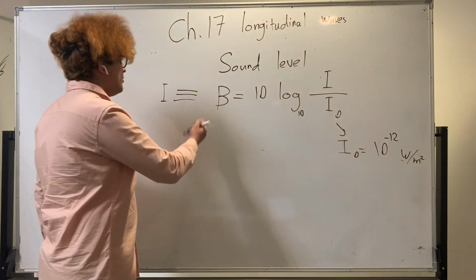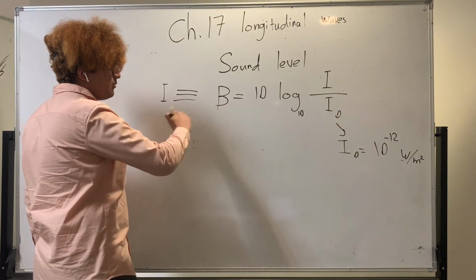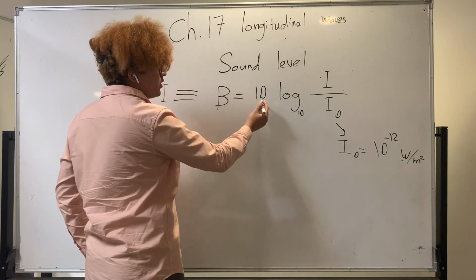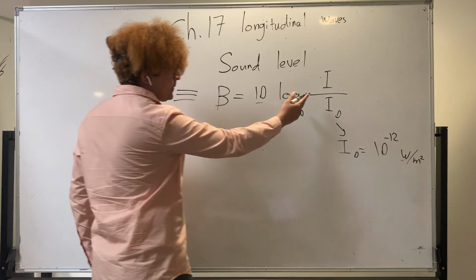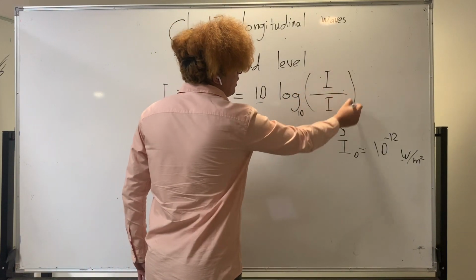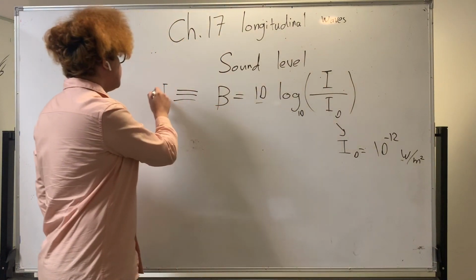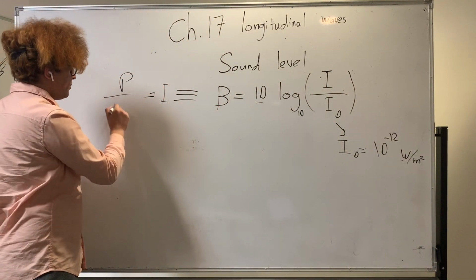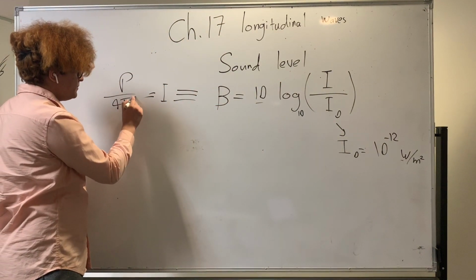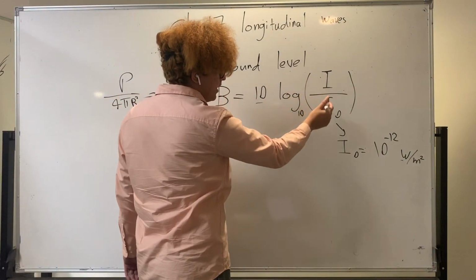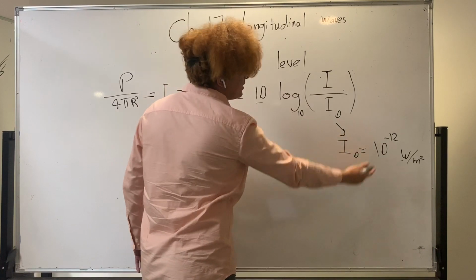Okay, so if you want to express intensity in sound level, you're going to say that the sound level is equal to 10 times log base 10, and the argument of the log is going to be our intensity, which we already defined as power per surface area of a sphere. So this here is this, divided by the reference intensity.